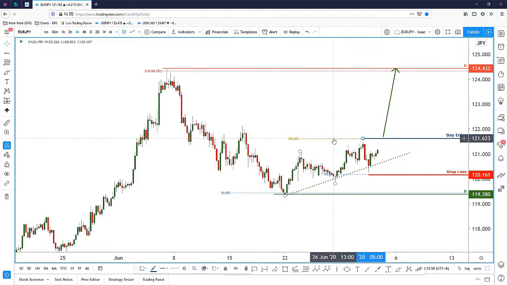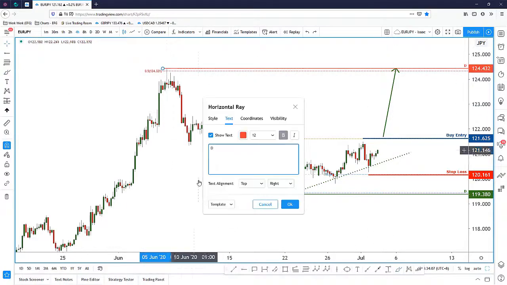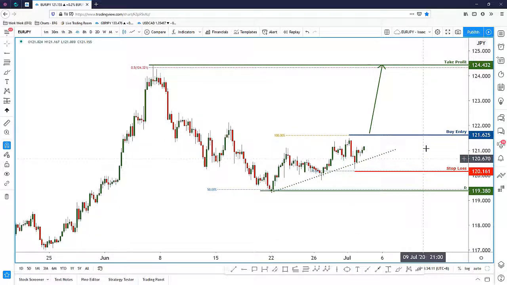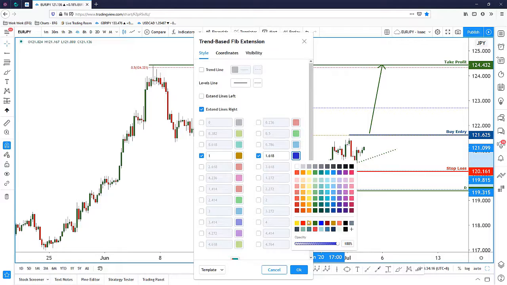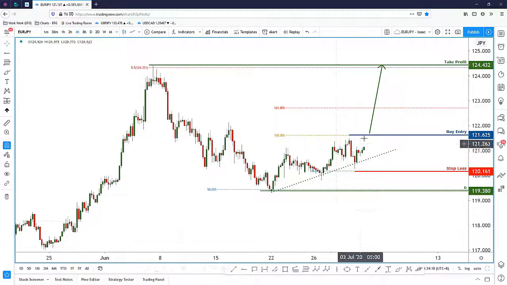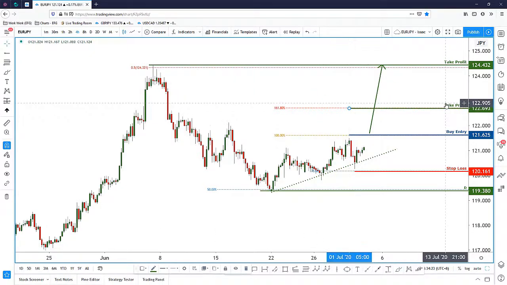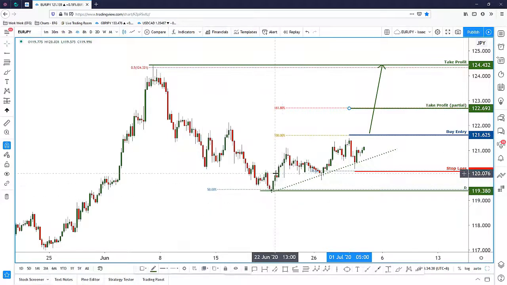I'll wait for a break of this, so that once there's a break, I know for sure that there is no other resistance. It can just go all the way up to the recent high, with this as my take profit. For those of you who want to play safe, I can just open up another one, the 161.8. This can be the intermediate, or partial, take profit, just to play safe, for those of you who are a bit more low risk. The 161.8 is another key Fibonacci extension level.